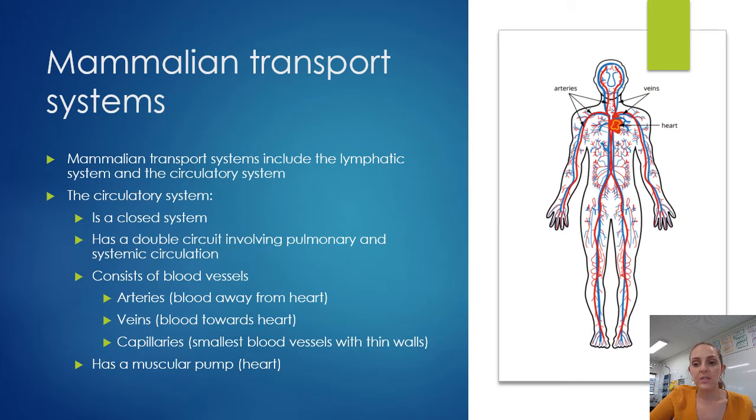Arteries are always shown as the red ones in diagrams, and they take blood from the heart to the rest of the body. Veins are shown as blue, and they carry blood from the body back to the heart. Capillaries are really, really fine vessels. So often we see these major vessels shown in the diagram here, but the capillaries are the finest ones that we might not even be able to see. And that's where the gas exchange is actually going to take place, in those small vessels. For us, we rely on our heart to act as a muscular pump for pumping this blood around the body.